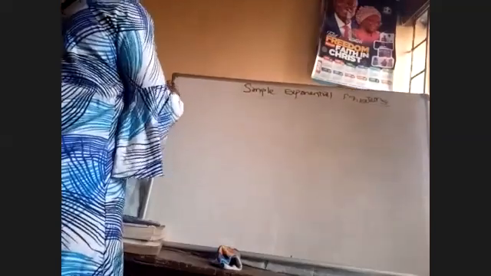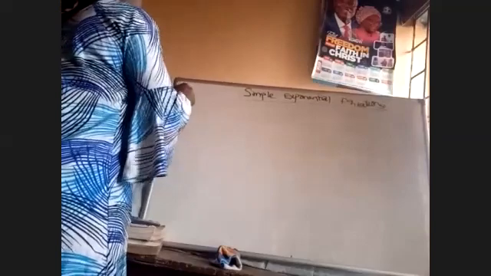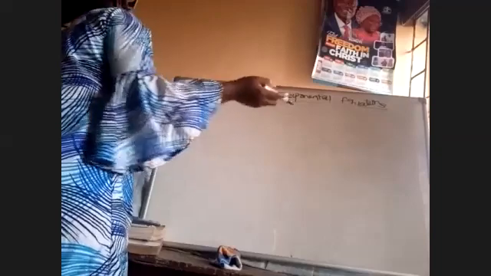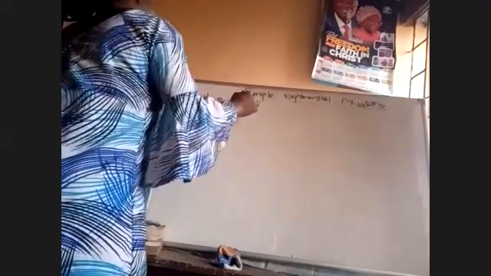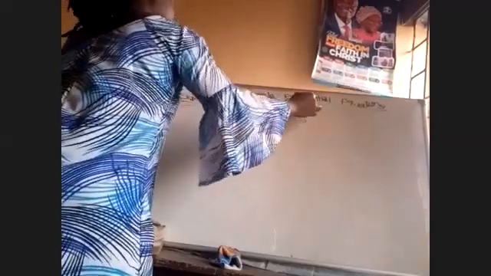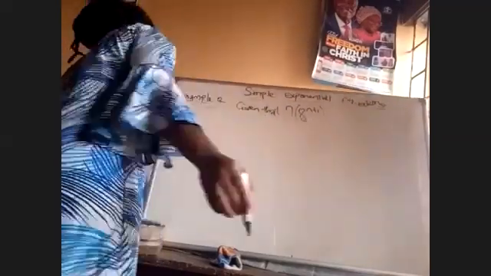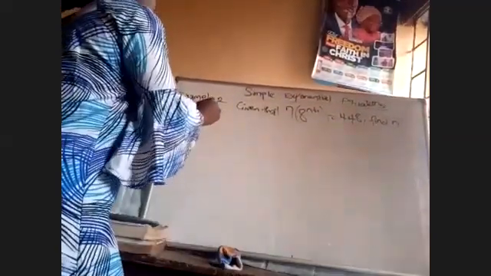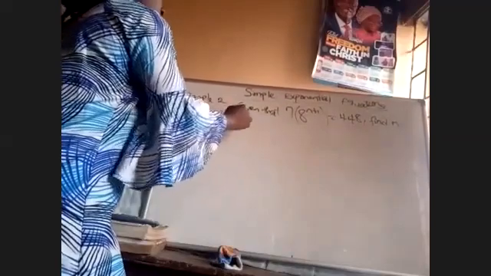Still on simple exponential equations, we take another example, example 2. If we are given that 7 into 8 raised to power n plus 1 is equal to 448, find n. Now we have to solve for n in this equation. So we have 7 into 8 raised to power n plus 1 equals 448.